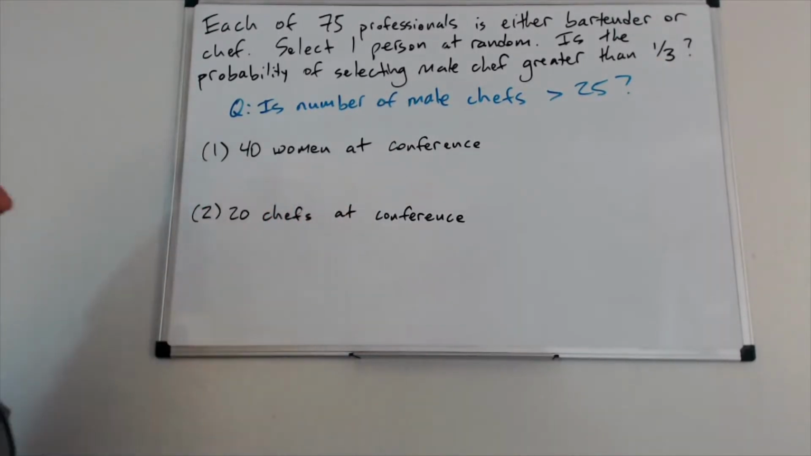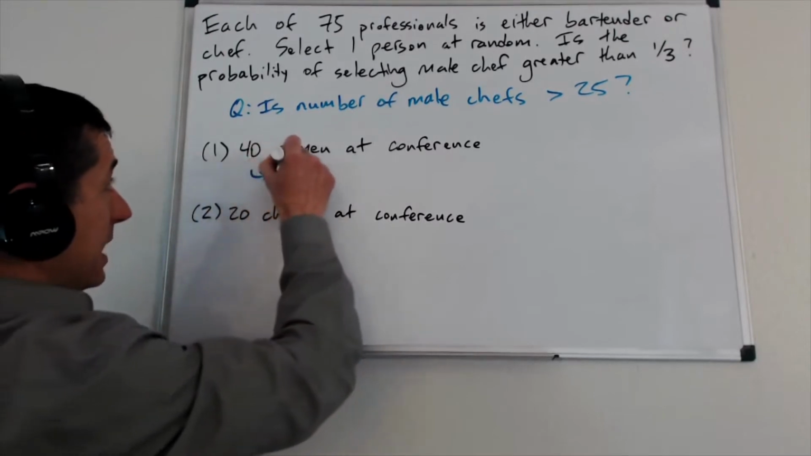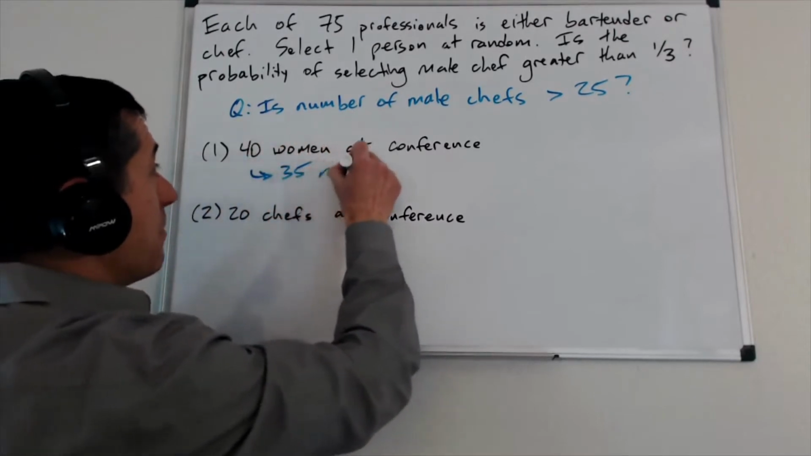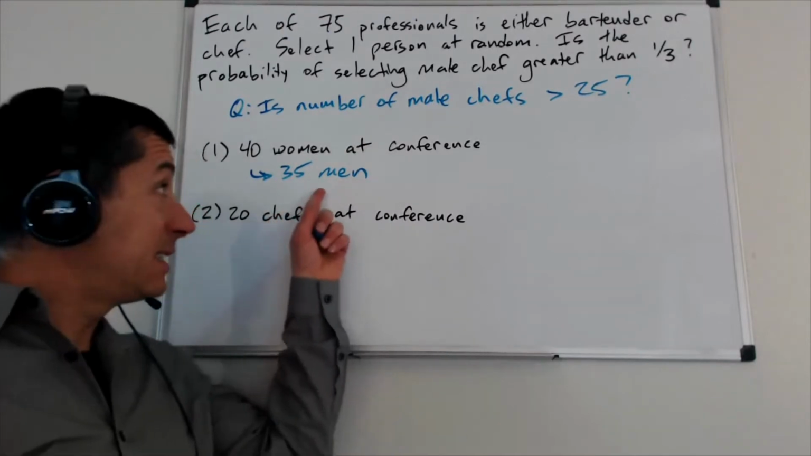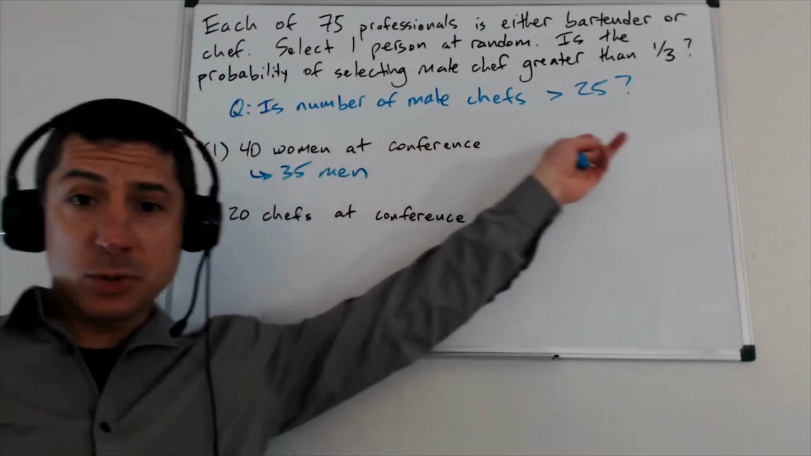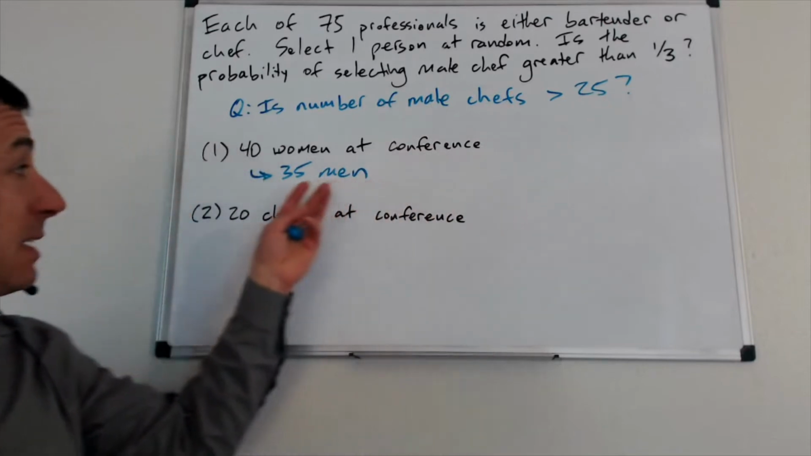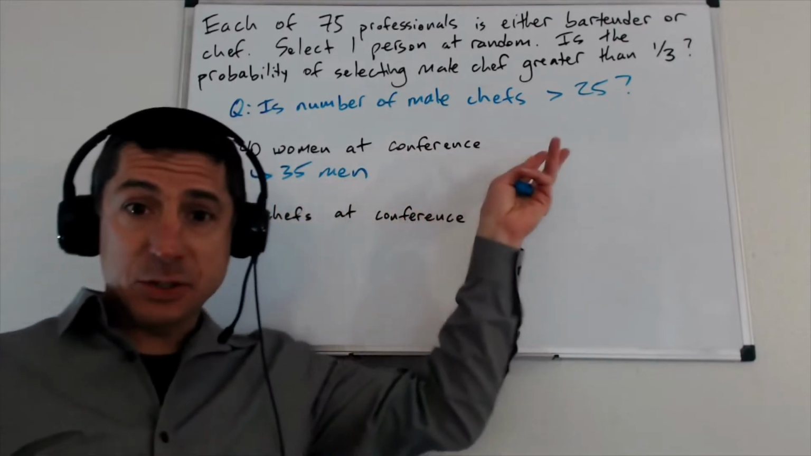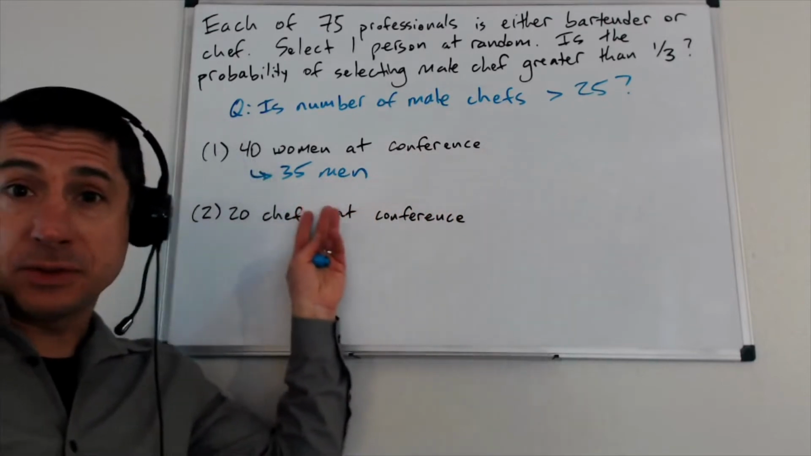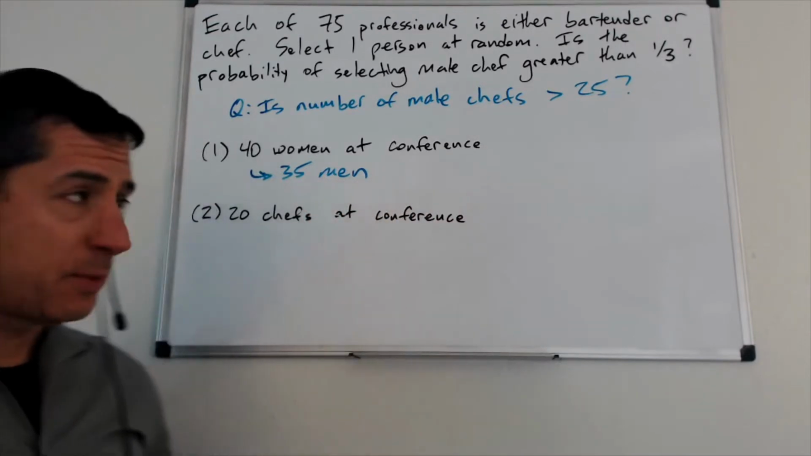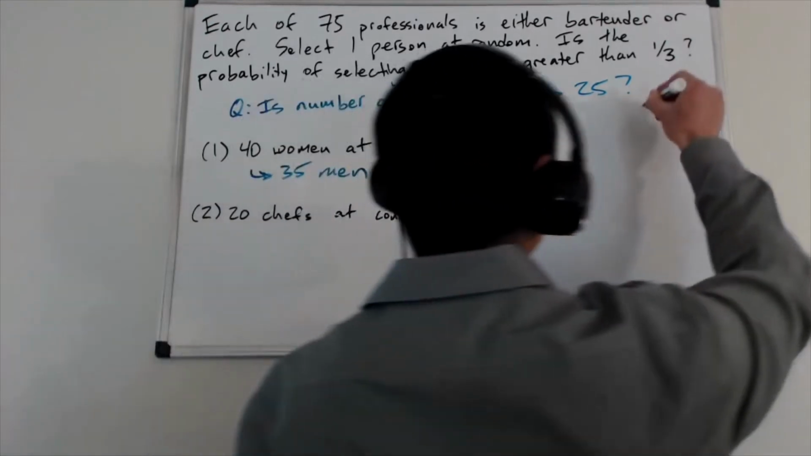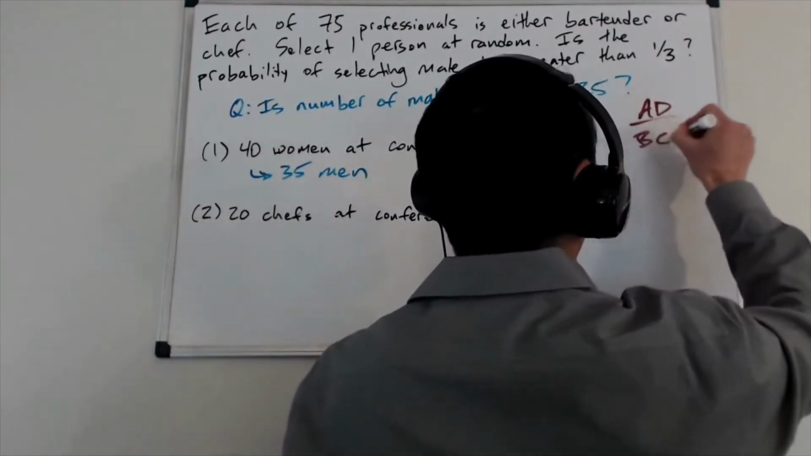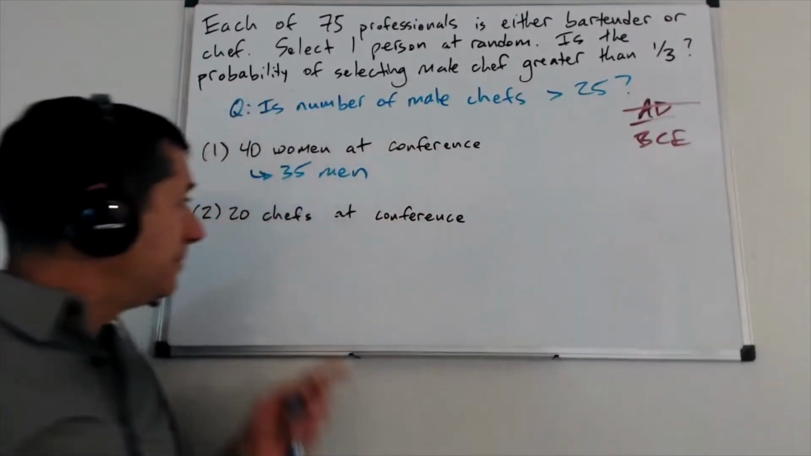We know that there are 40 women at the conference, which means that there must be 35 men. Is it possible for the number of male chefs to be greater than 25? Sure. Is it possible for the number of male chefs to be less than 25? Sure, because we have no idea if those 35 men are all chefs or all bartenders or somewhere in between. So statement 1 is not sufficient. And we can cross out A and D.